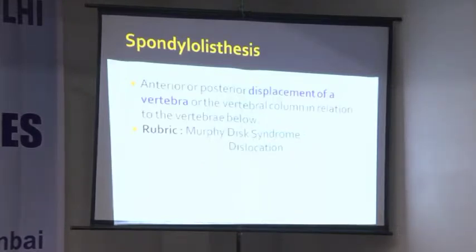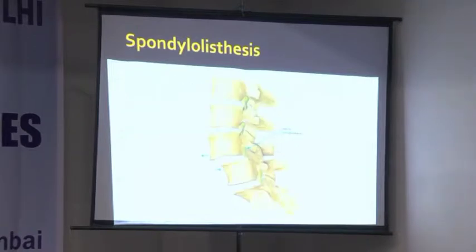So that is spondylolisthesis. The two important rubrics are in the chapter Back: disc syndrome and dislocation. These are the two important rubrics for spondylolisthesis in Murphy's repertory. Back, disc syndrome and dislocation, in the chapter Back.